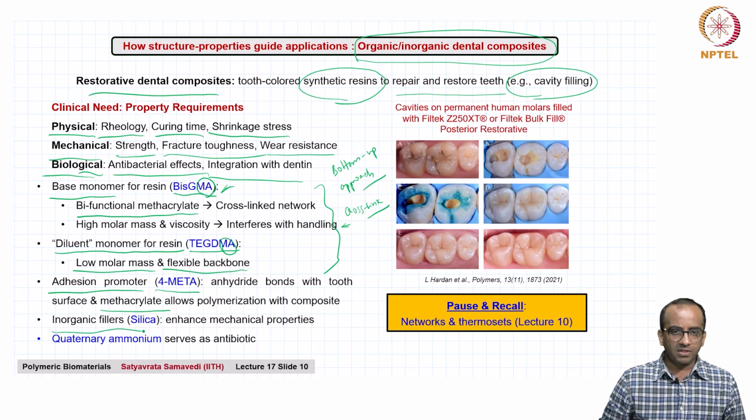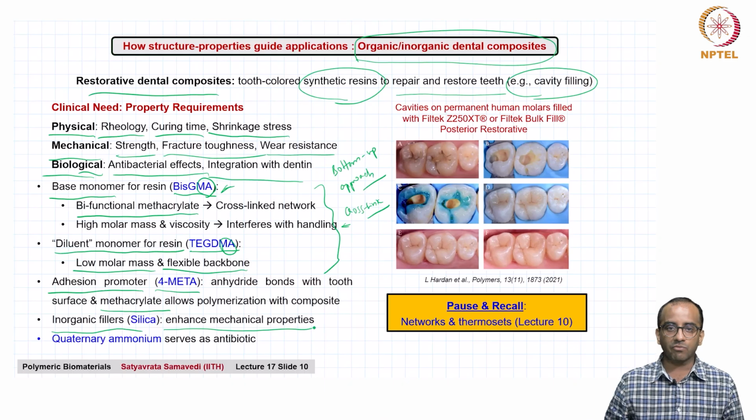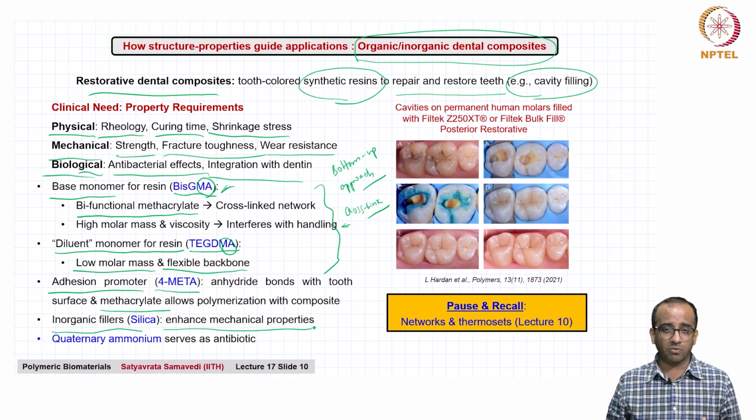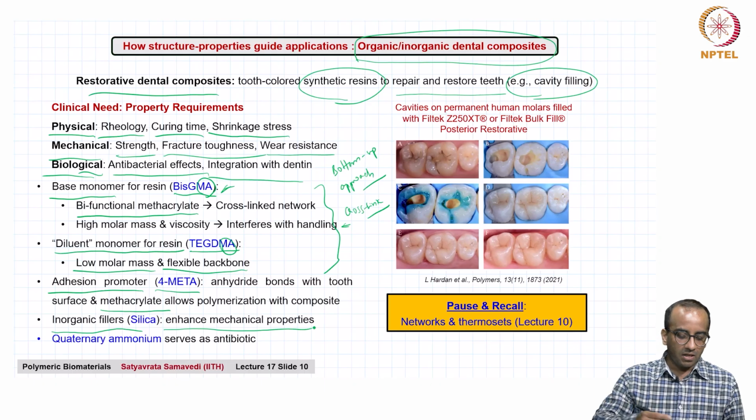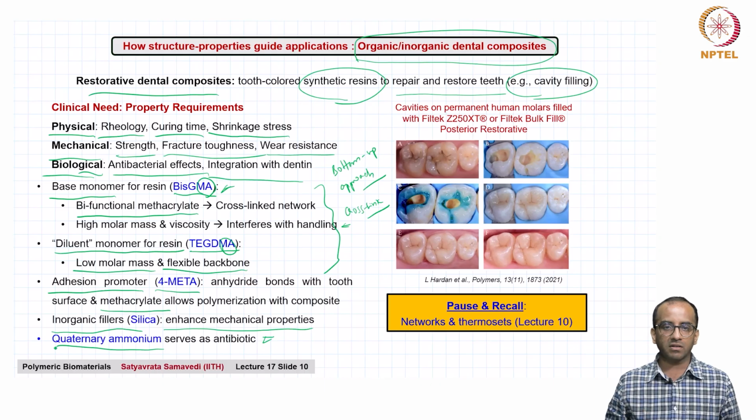Typically, inorganic fillers are also added, which enhance the mechanical properties of the overall resin. Typically, silica or quartz fillers are added. Sometimes zirconia, alumina, these kinds of ceramic particles are added. And to serve the antibacterial functionality, quaternary ammonium is also added. And these are mixed together and cured and set in situ.